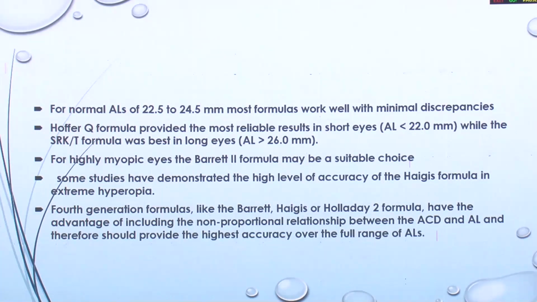Fourth generation formulas like Barrett's, Haigis, and Holladay 2 have the advantage of including the non-proportionate relationship between the ACD and axial length, and therefore should provide high accuracy over the full range of axial lengths.